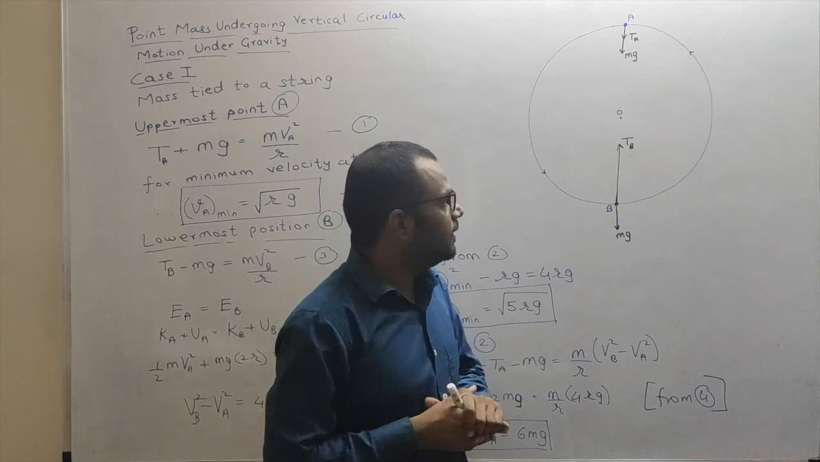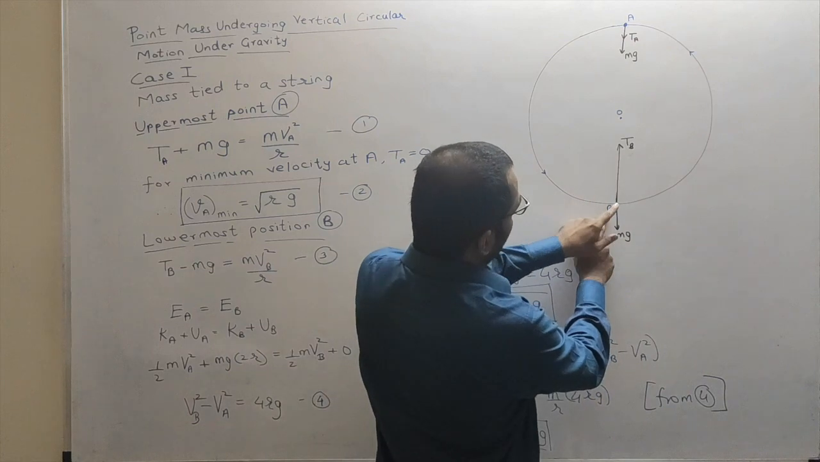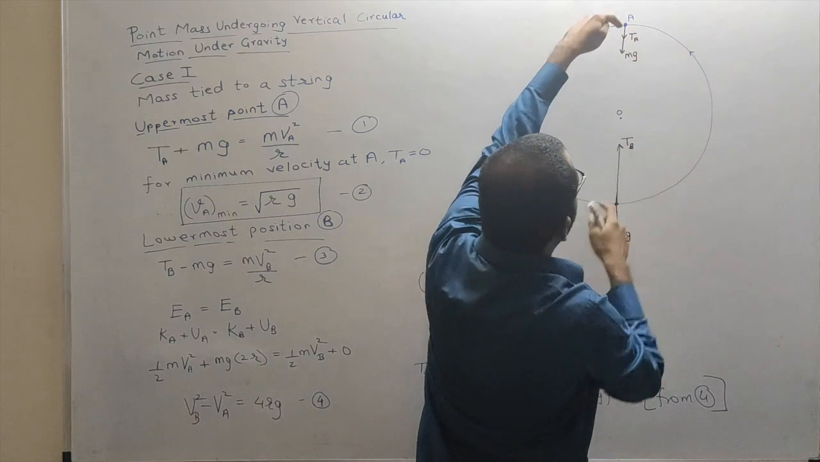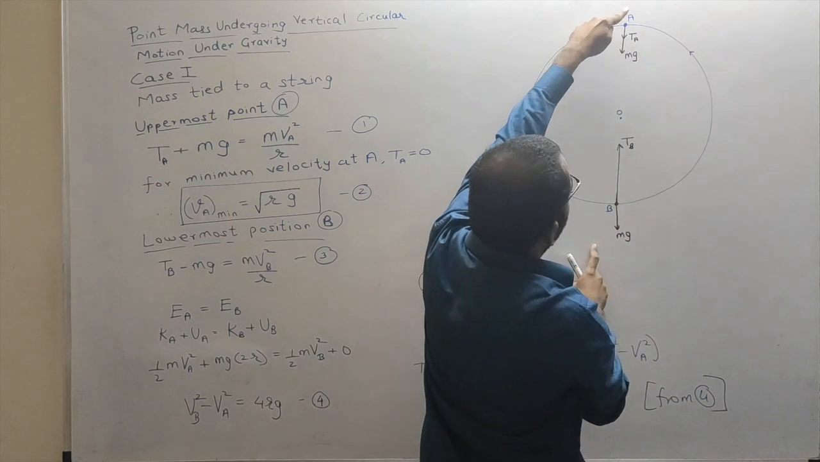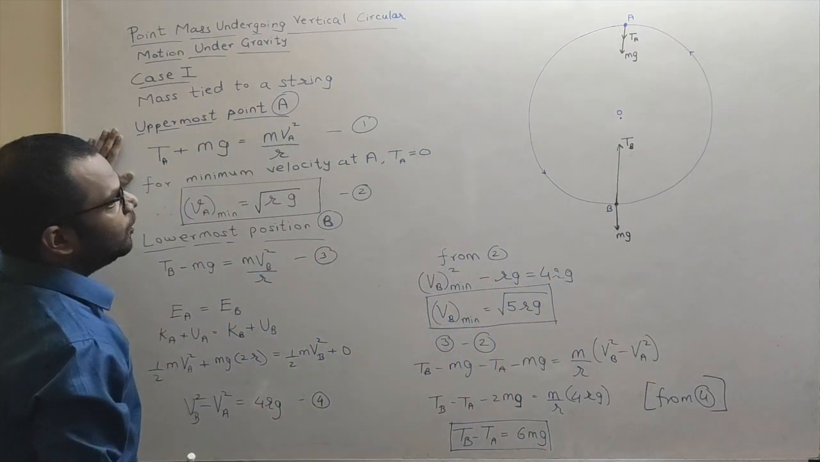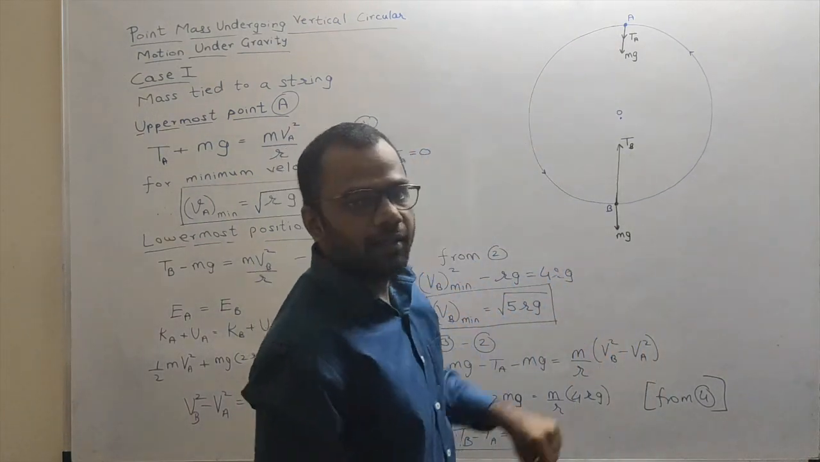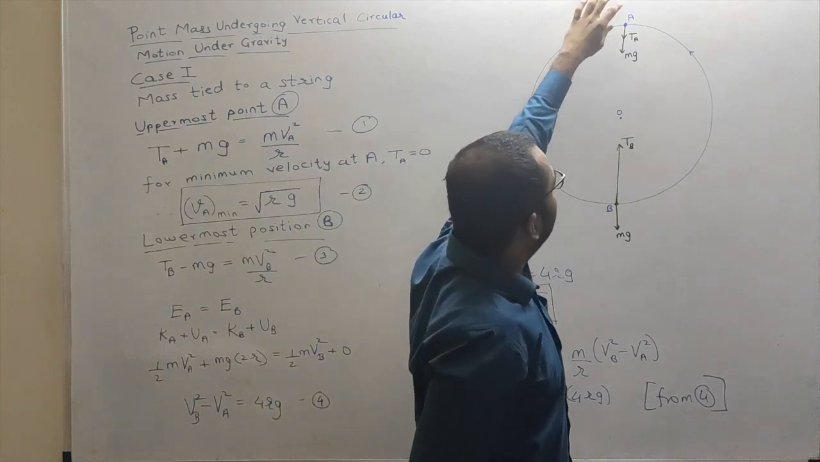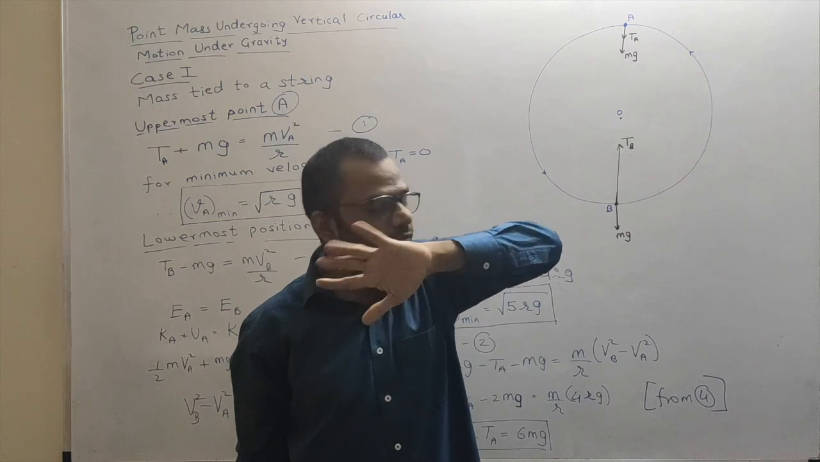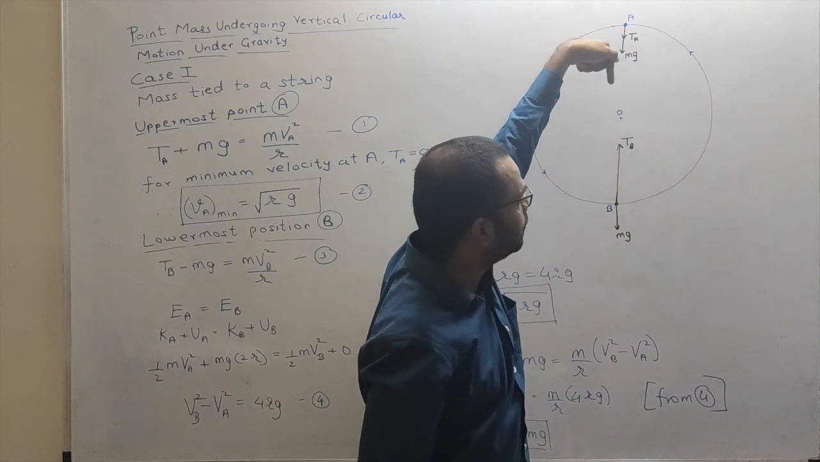So when the particle is over here, the force due to the tension will be in this direction towards the center. When the particle is over here, the force due to the tension will be in this direction towards the center. Now let us talk about when the particle is at the uppermost position, that is point A. At point A, the gravitational force is exactly in the downward direction, and the tension in the string is towards the center, which means it is also in the downward direction.